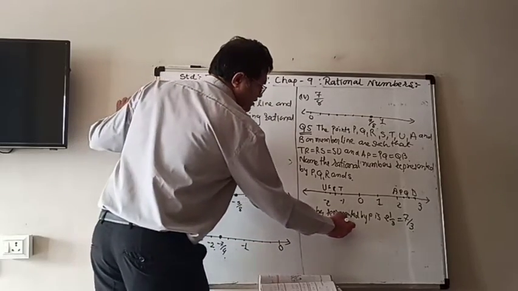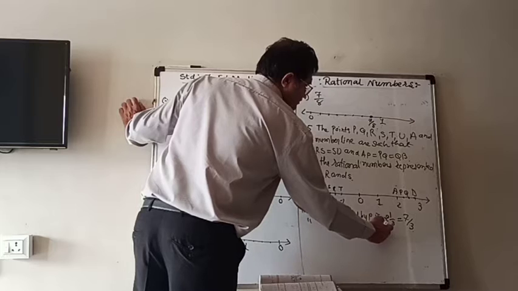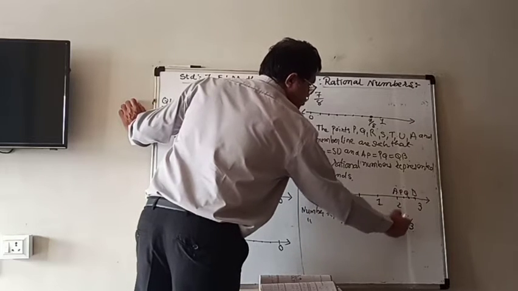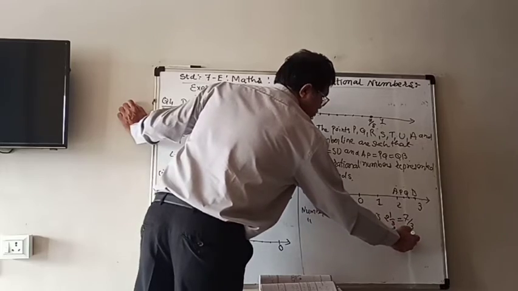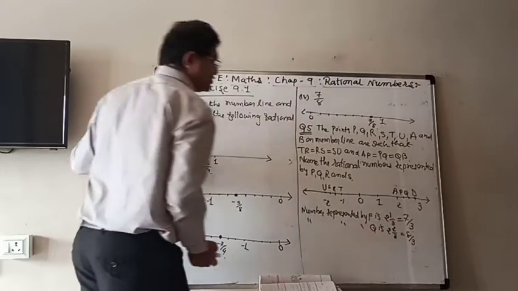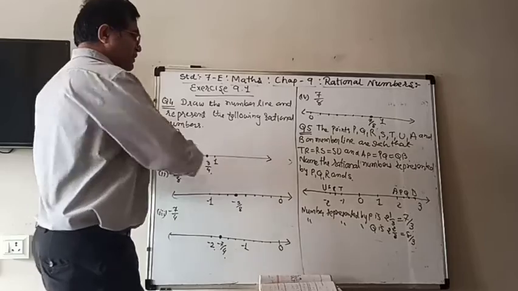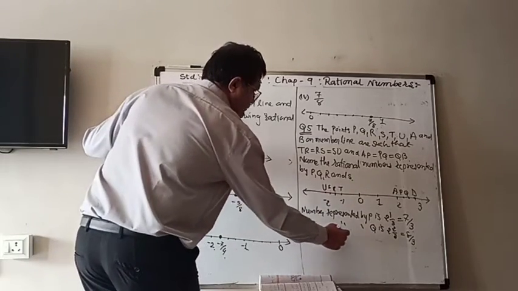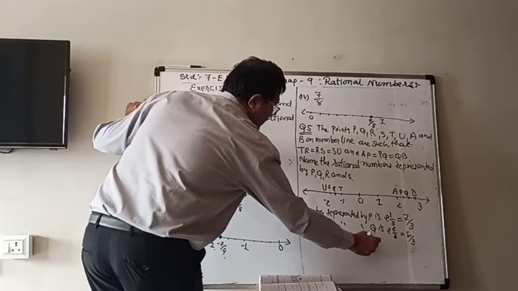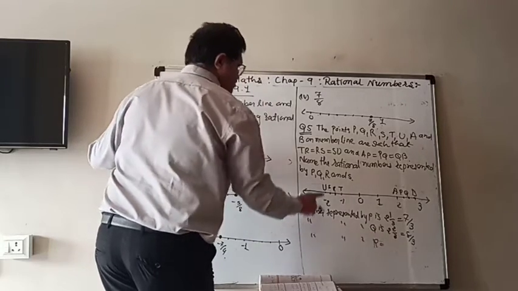Similarly, the number represented by Q is 2 integer 2/3. So 3 2s are 6 plus 2, so it is 8/3. Similarly, now R and S. So the number represented by R. Here also 3 parts are done.